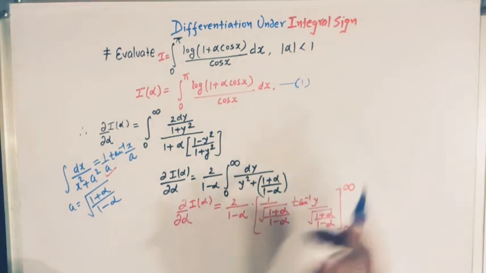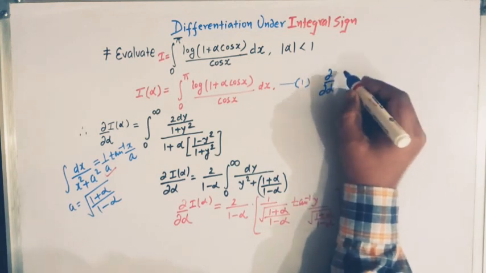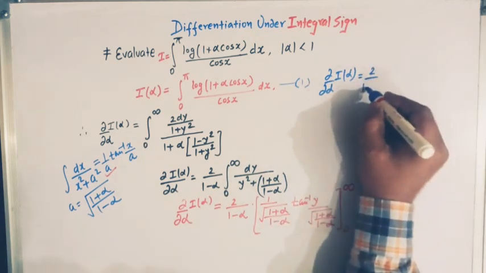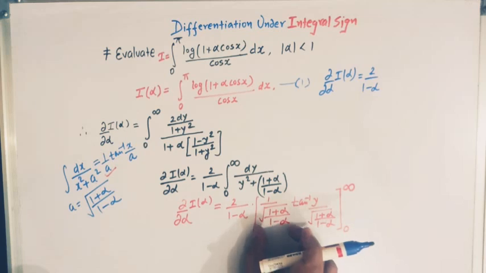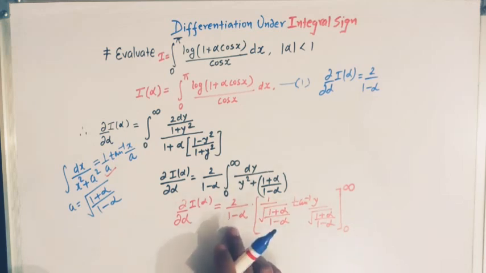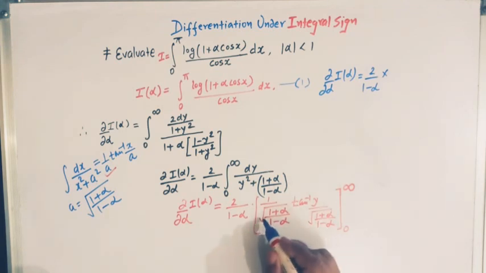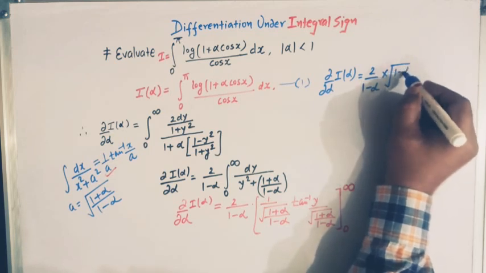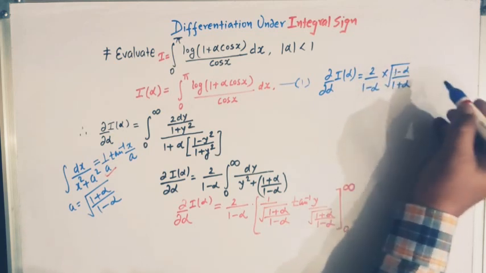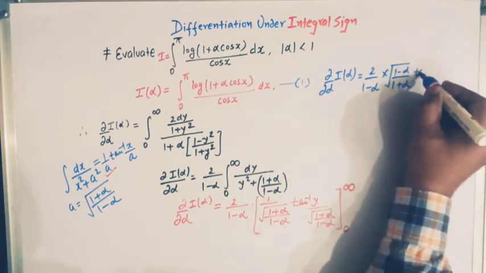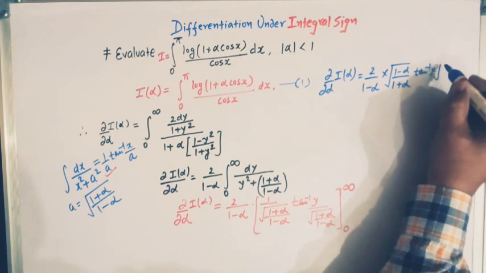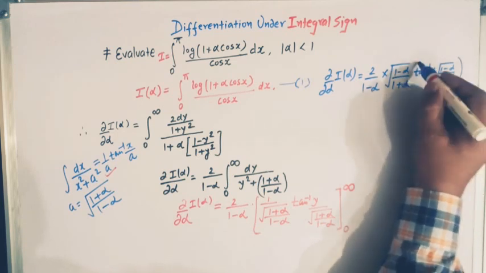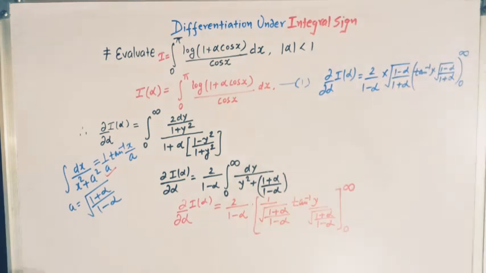So now we can write this expression as del I over del alpha is equal to 2 over 1 minus alpha, and taking this term outside the bracket and taking the reciprocal here, we can write square root of 1 minus alpha over 1 plus alpha, and here we have tan inverse of y times square root of 1 minus alpha over 1 plus alpha, and the limits are from 0 to infinity, right?